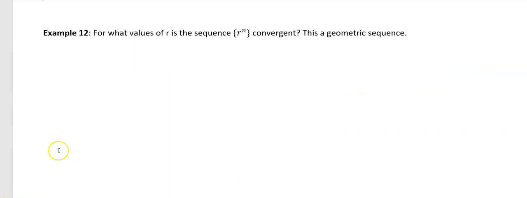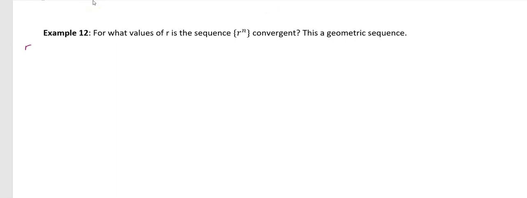All right, example 12. Example 12 states: for what values of r is the sequence r to the nth convergent? And it's telling us that this is a geometric sequence, and we know that because of the r to the nth format here. So what we're going to do is try to determine when this is convergent, and we're just going to try out some things.